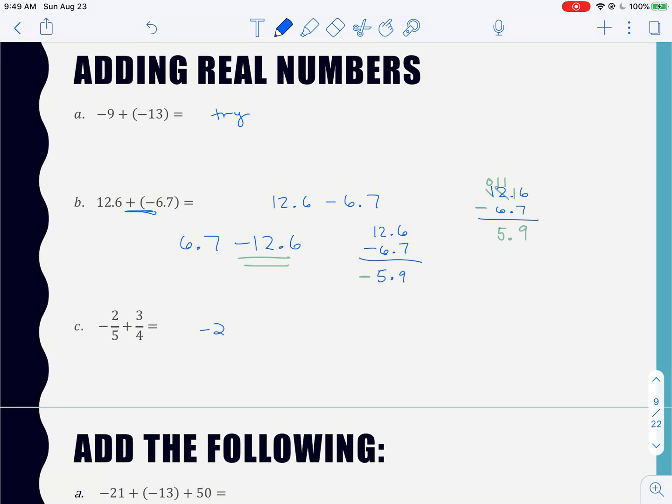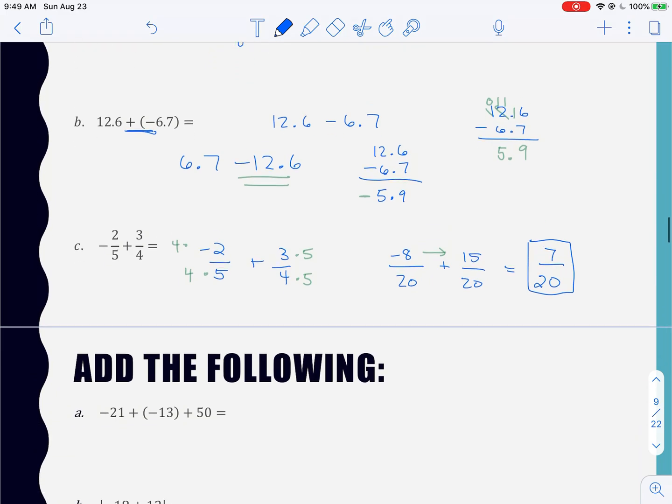Fractions work the same way, but remember we need a common denominator. So negative 2/5 plus 3/4, we need a common denominator, so it would be 20. So times by 4, times by 4, times by 5, times by 5. And this is going to be negative 8 over 20 plus 15 over 20. And then remember, when you're adding, add the numerators. So negative 8 plus 15. Team negative scored 8 points. Team positive scored 15 points. So team positive won by 7. And then the denominator stays the same when you're adding and subtracting fractions. So that'll be 7 over 20.